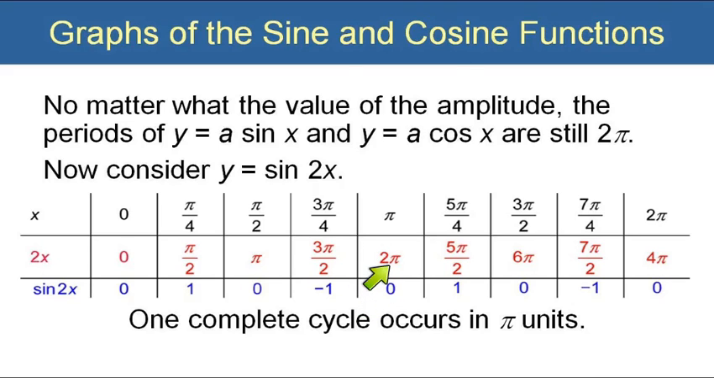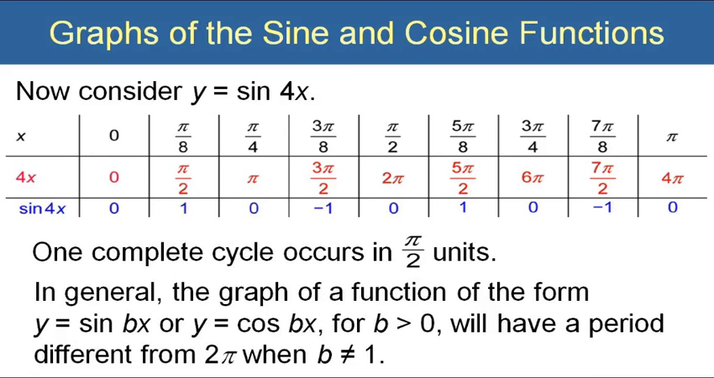So you can see that as our angle that we're plugging in goes from 0 to 2 pi, we go through an entire cycle of the sine graph. But while our 2x has gone from 0 to 2 pi, our x value has only gone from 0 to pi. So one complete cycle is occurring between 0 and pi now, because what we're plugging into our sine function is double the angle.